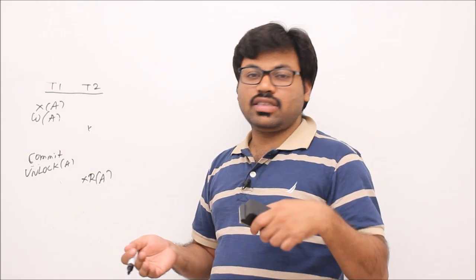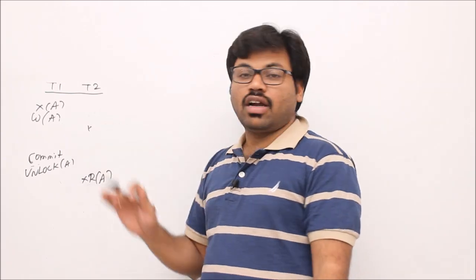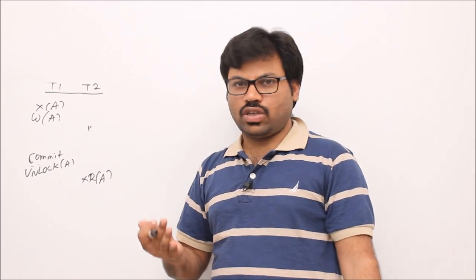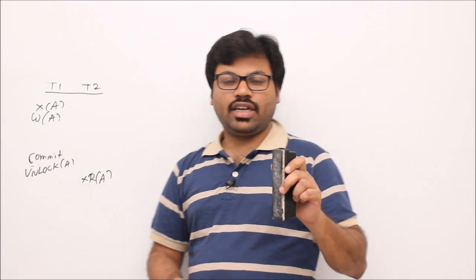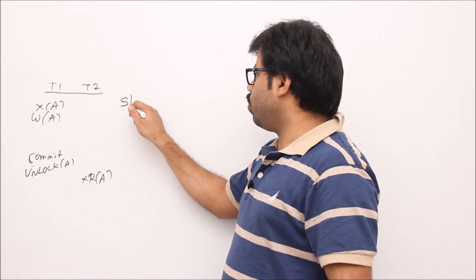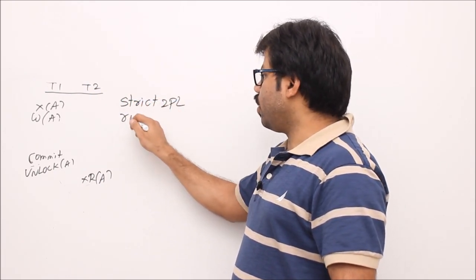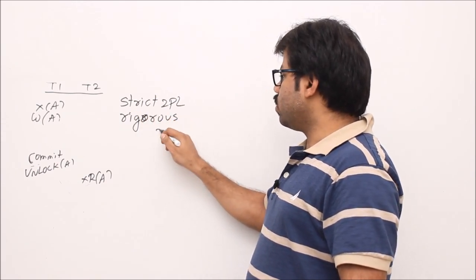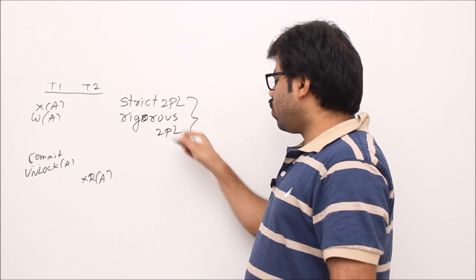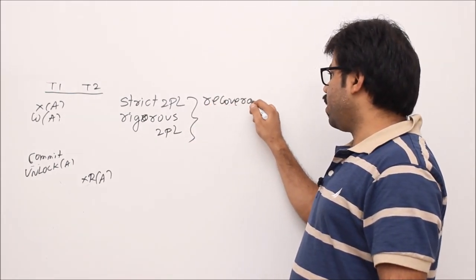Rigorous 2PL is stricter than strict 2PL, isn't it? So that's why this schedule is not allowed under rigorous 2PL and strict 2PL. In that way, we can easily understand one important point: in strict 2PL and rigorous 2PL, which problem cannot arise? Automatically they allow only recoverable schedules. That is one important property.